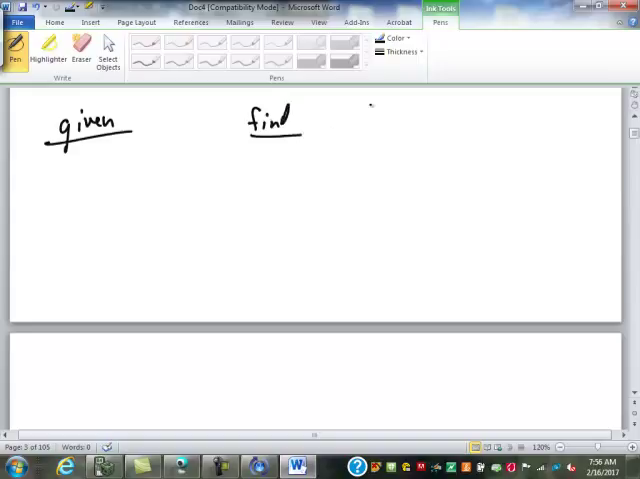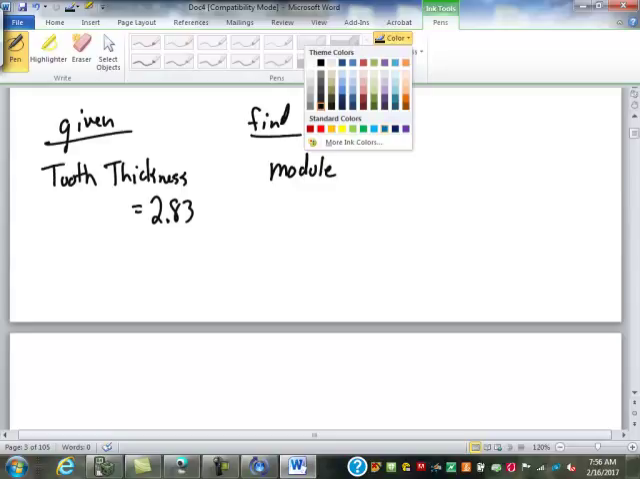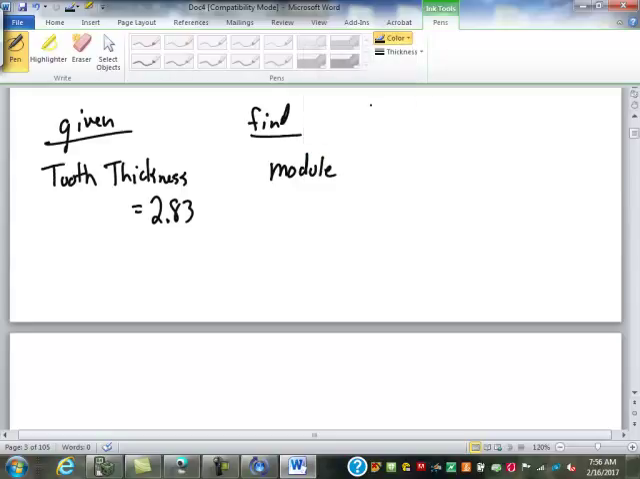So what if I give you the tooth thickness is 2.83, and I ask you to find the module. So I'm asked to find the module, so on the left side of the table, I find module.